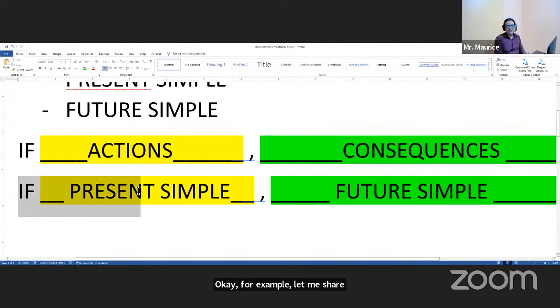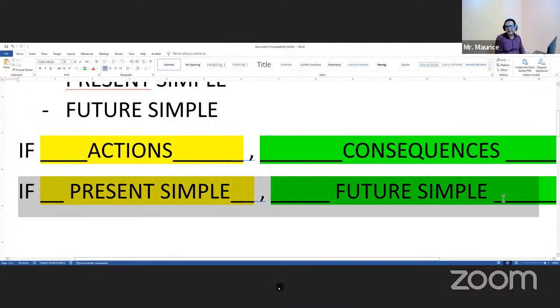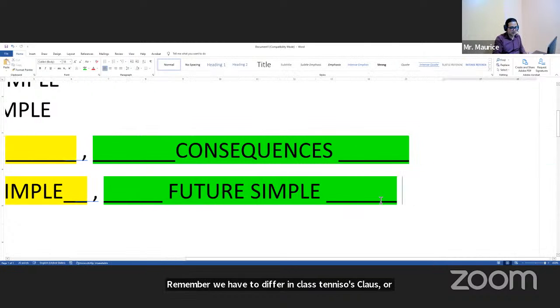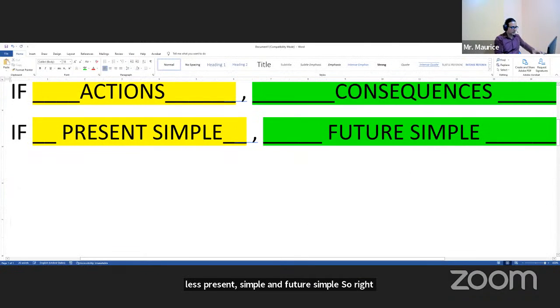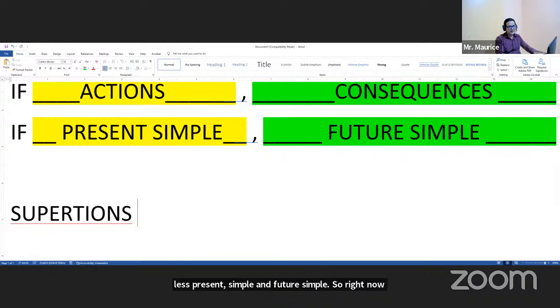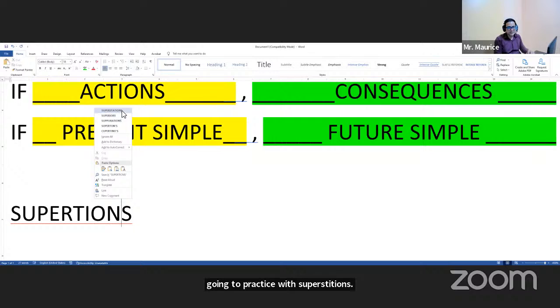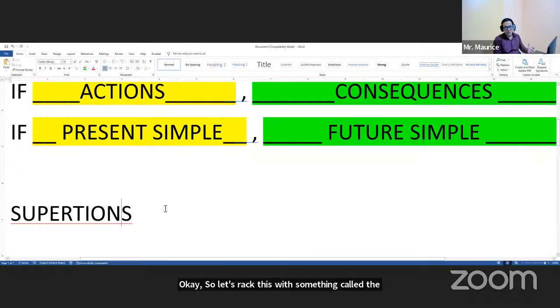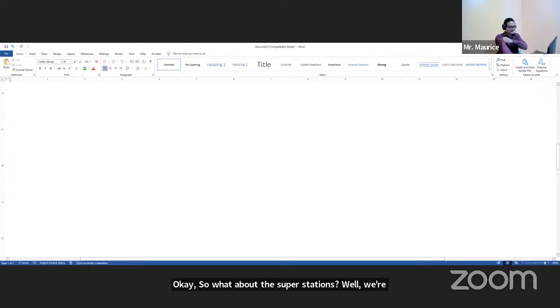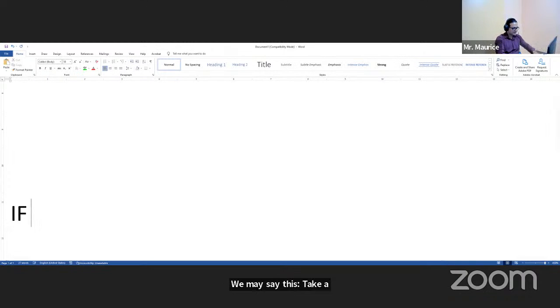Remember, we have two different clauses. Tenemos dos cláusulas. Present simple and future simple. So right now we're going to practice with superstitions. Okay? So let's practice with something called the superstitions. Okay? So what about the superstitions? When we're talking about superstition, we may say this. Take a look.